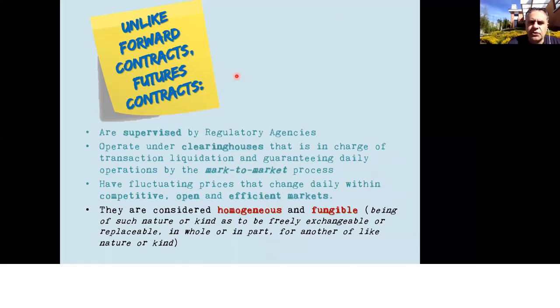Also, the futures contracts are considered homogeneous and fungible. That means that one replaces the other with no difference. A simple analogy to that is that, for example, if I borrow from you $20 and I pay you back tomorrow, I will probably pay you back with a different $20 bill from the one that you gave me. It's physically a different bill, but it's the same. I mean, it's worth the same, and it's a $20 bill.